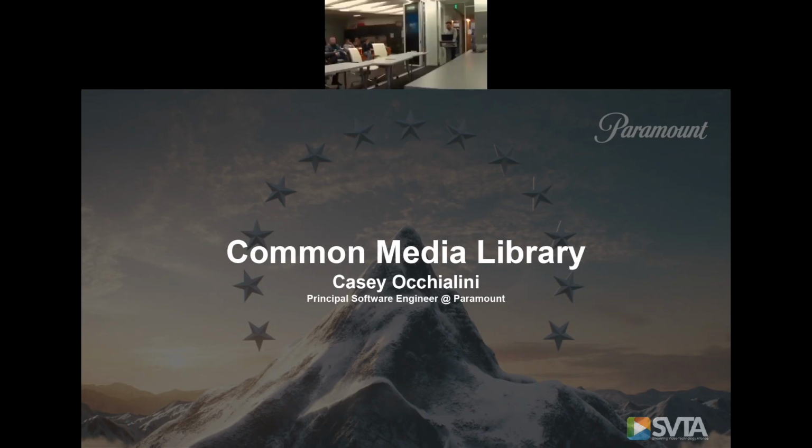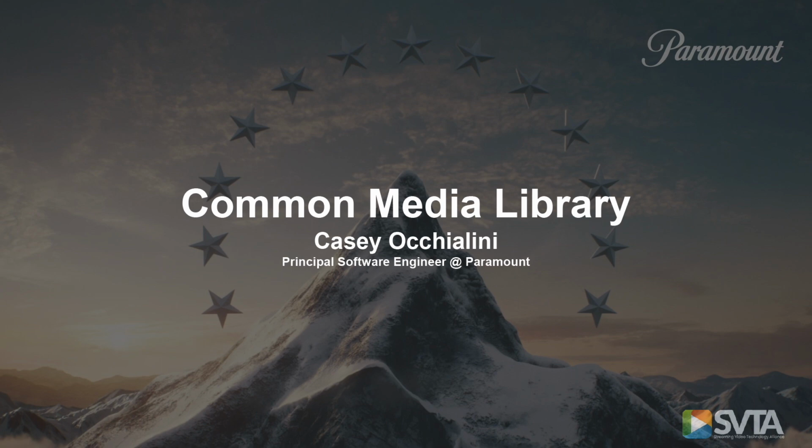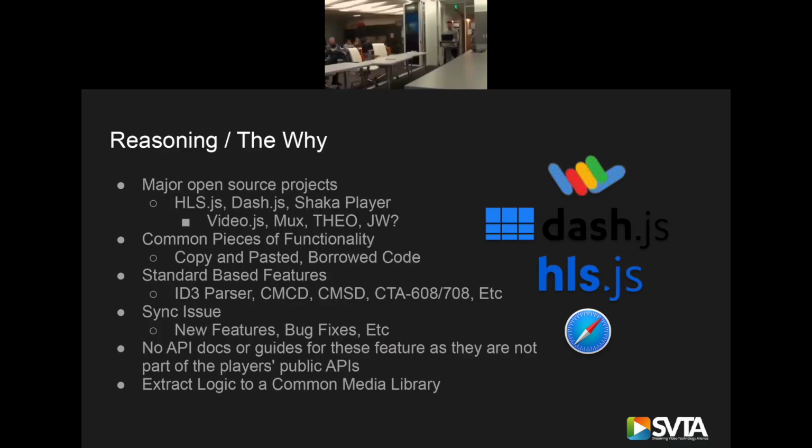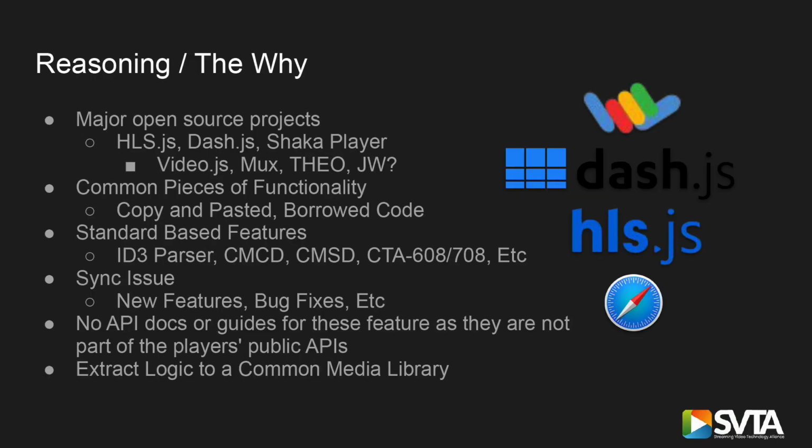So when I first joined Paramount in 2019, CBS and Viacom had just completed their merger, and we had inherited a world where we used every open source player on the market, depending on which business unit we were working with. So I've actually been able to contribute to HLSJS, Dash.js, and Shaka Player, as well as other non-player related open source projects. In those adventures, I've started to notice a lot of shared or reused code between these projects, especially around standards-based features, like ID3 parsing, CMCD, CMSD, and 608, 708 captions parsing.